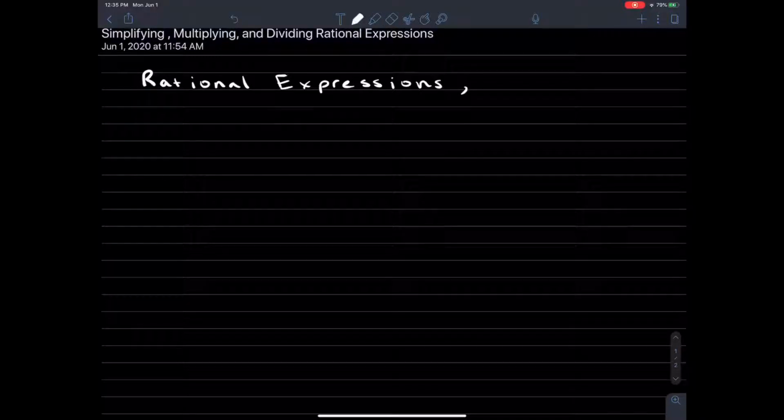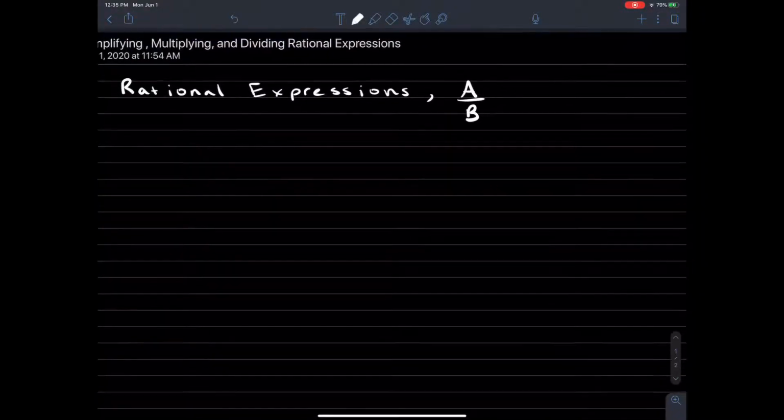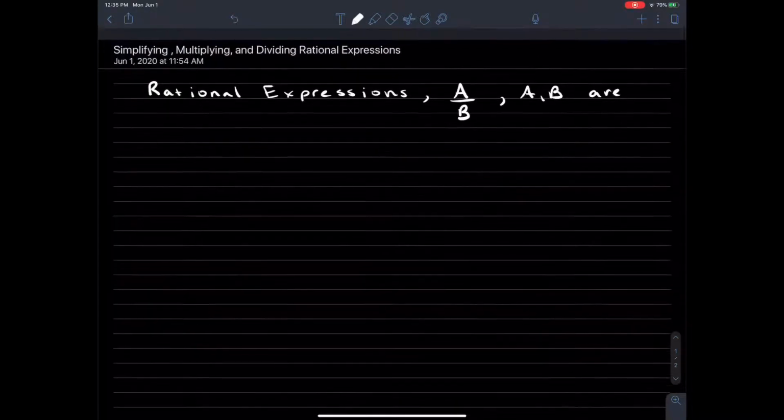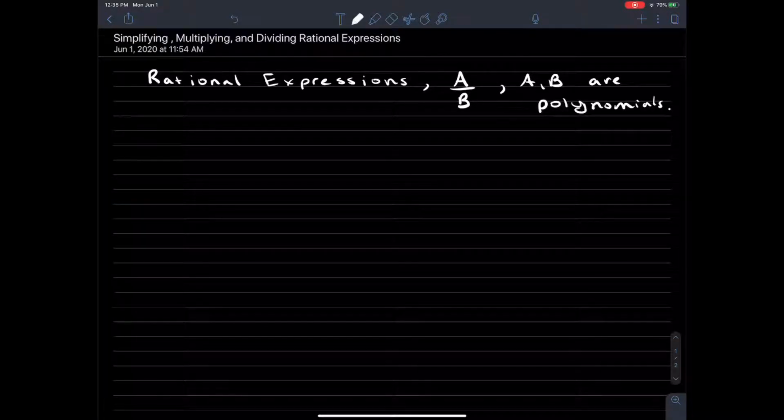Okay, today we're going to talk about rational expressions. So rational is pretty much a fancy name for a fraction. A rational expression is a over b, where a and b are polynomials. But clearly, when you have a fraction, your denominator cannot equal 0. That'll be our restrictions. So the domain, or the values for which the expression is defined.